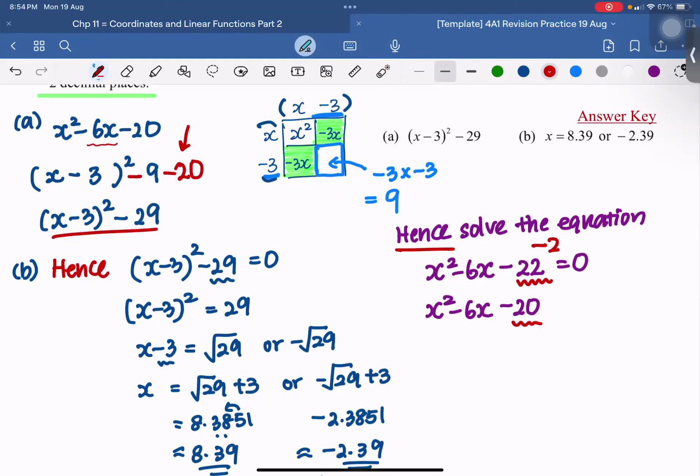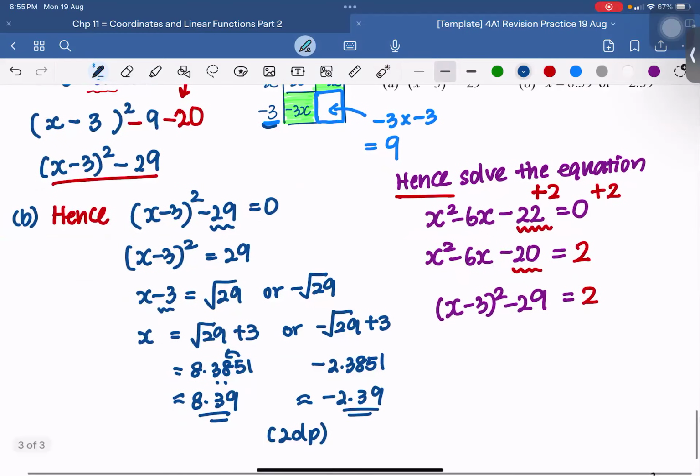Let's try. Negative 22 minus 2 will become negative 24. Then should I minus 2 or plus 2? I'll do a plus 2. If I plus 2 to this side, it becomes negative 20. I plus 2 to the left, that means I also need to plus 2 to my right hand side. That makes the equation now equal to the number 2, no longer 0. But it doesn't matter. I can still use my completed square method, x minus 3 squared minus 29 over here. But now this is not equal to 0. It's now equal to the number 2.